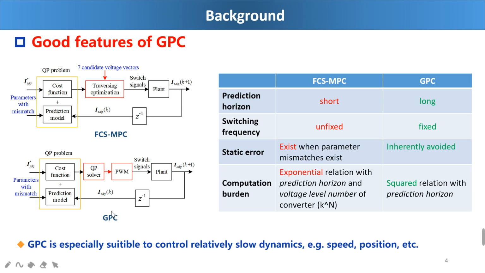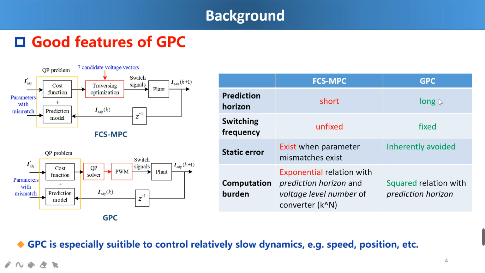And the main difference of GPC from FCS MPC is the solver. So GPC also builds a QP problem, but it solves this problem with some mathematical solvers. So it can directly get the command voltage and uses a PWM to get the switch signals. So here in this table, we can see the differences.